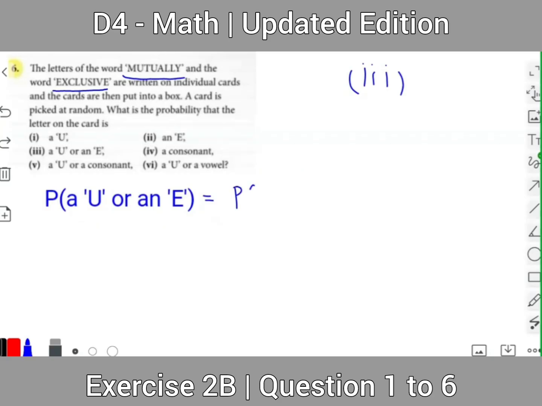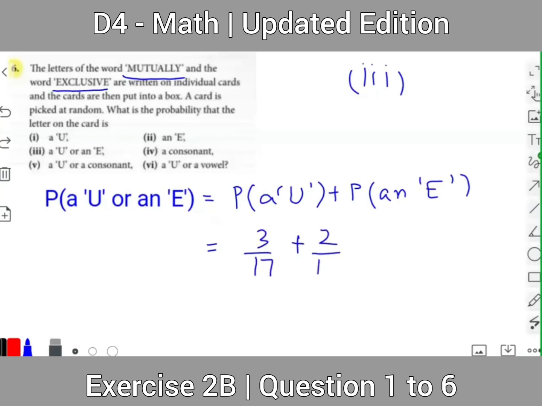So the probability of U plus the probability of an E. And since we found these two probabilities in parts 1 and 2, that was 3 over 17 plus 2 over 17. Now we will add up 3 and 2. So here we have 3 plus 2 over 17, and after adding up, it will be equal to 5 over 17. So the probability that the letter on a card is a U or an E will be equal to 5 over 17.